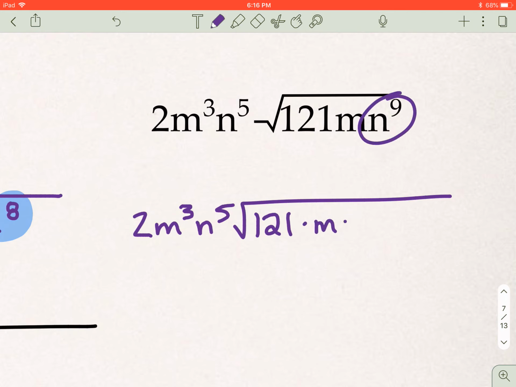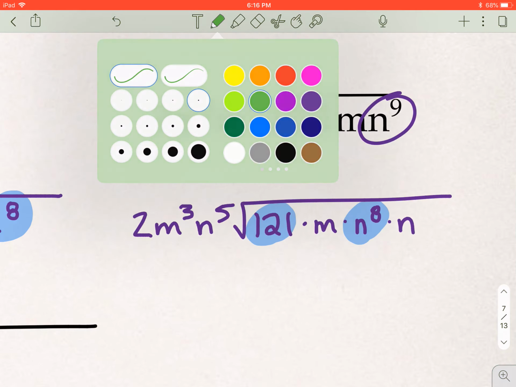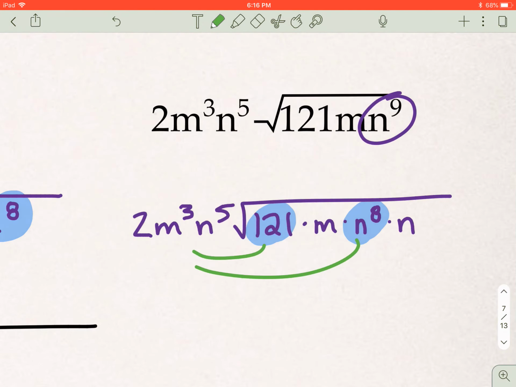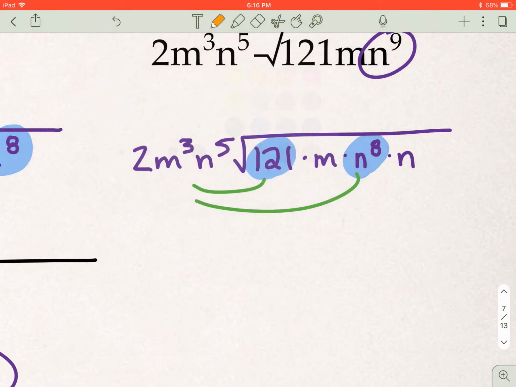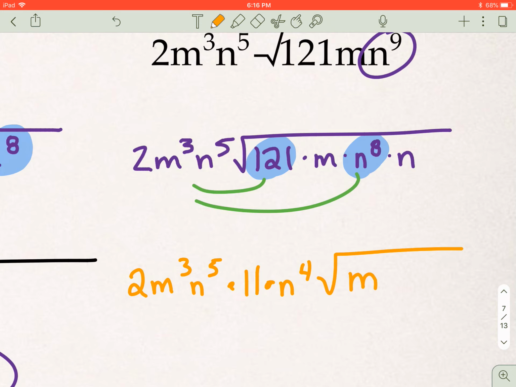I'm going to break n to the 9th down to n to the 8th times n because I want to leave the greatest possible even exponent that I can. I'm going to highlight my perfect squares. I'm going to pull those to the outside of my expression. So I'm going to be left with 2m to the 3rd n to the 5th times the square root of 11, or the square root of 121 is 11. The square root of n to the 8th is n to the 4th times the square root of m n, because those are left on the inside.